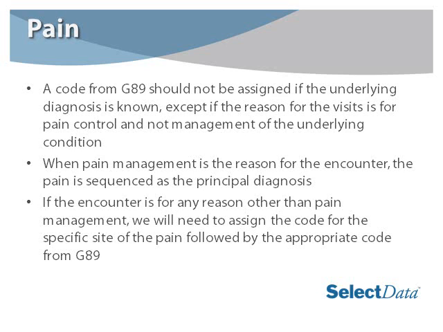Now, a code from G89 should not be assigned if the underlying diagnosis is known, except if the reason for the visits is for pain control and not management of the underlying condition. When pain management is the reason for the encounter, the pain is sequenced as the principal. And if the encounter is for any reason other than pain management, we're going to need to assign the code for the specific site of the pain, and I do mean specific, followed by the appropriate code from G89.